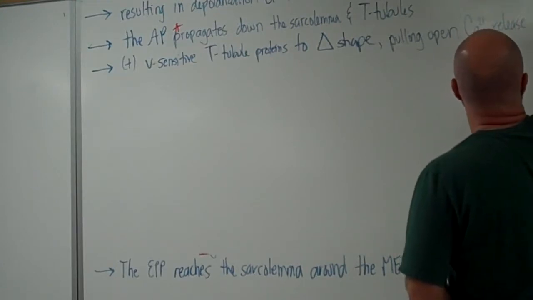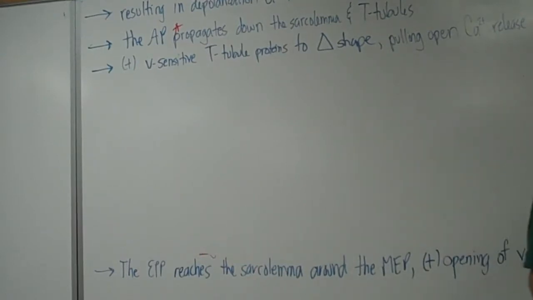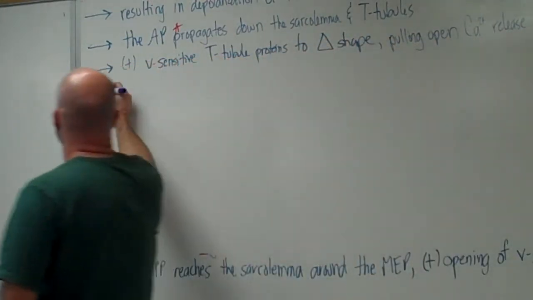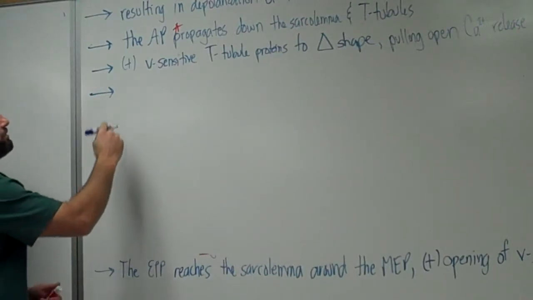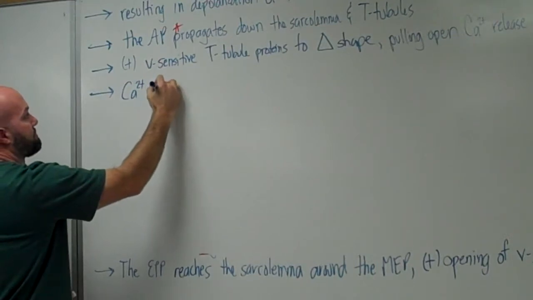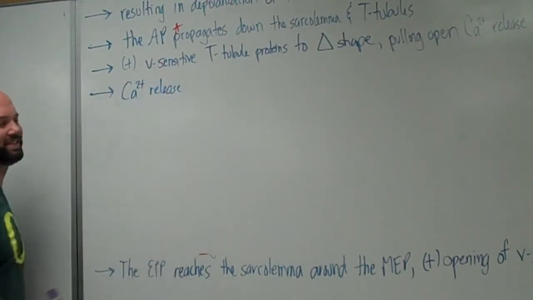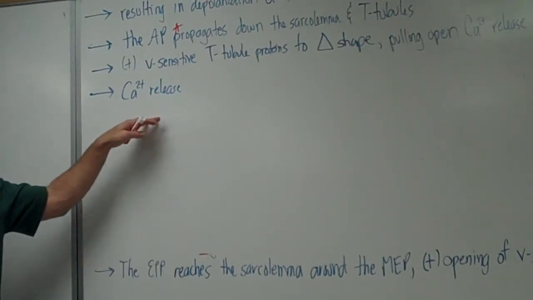Calcium release channel in the terminal cisternae. And this leads to calcium. Since the terms influx and efflux usually refer to in and out of a cell, this is in and out of an organelle. Maybe release would be better than efflux.